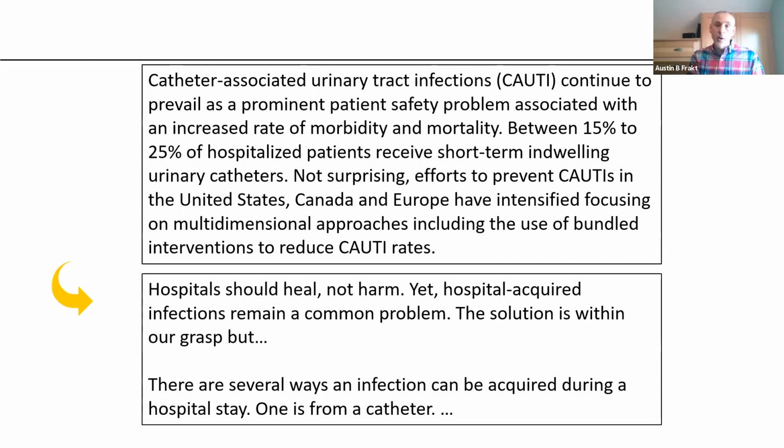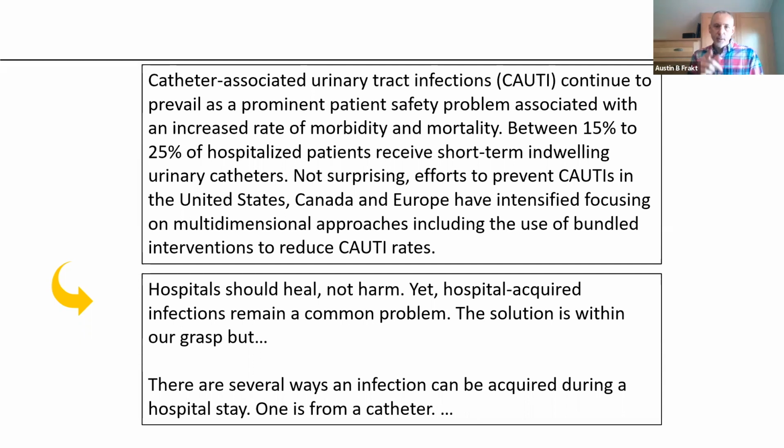Hospitals should heal, not harm. Yet hospital-acquired infections remain a common problem. The solution is within our grasp, but... Now, I stopped this lead there because here is where I would have to work with the author and say, let me help you finish this. Or the author might say, well, that's not what I want to say. Fine, then we'll have a different lead.